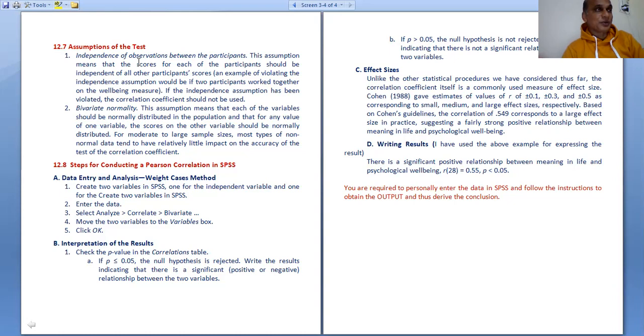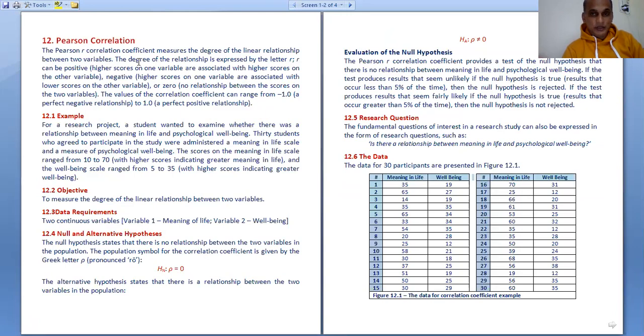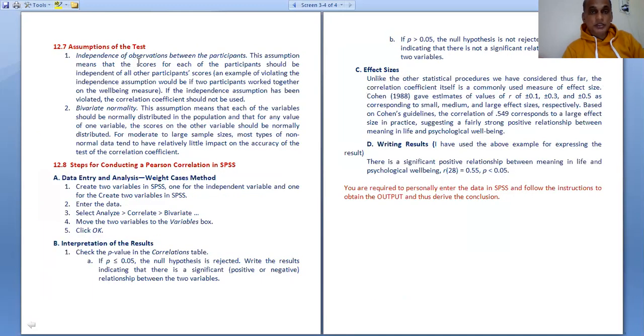And rho, we all know, is talking about the correlation coefficient. The population symbol of the correlation coefficient is mentioned by the value rho, which is similar to small p. It's a Greek alphabet. And then talking about the effect size.